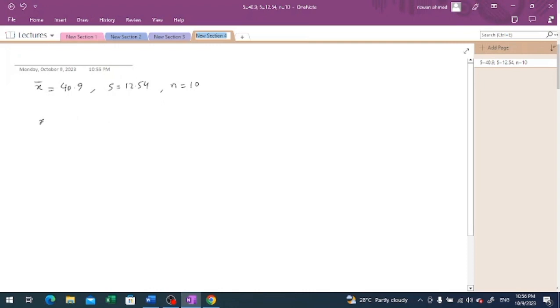Now we write down the formula: x bar minus t alpha by 2 times the standard deviation of a sample divided by root n, x bar plus t alpha by 2 times the sample standard deviation divided by root n. So what we need to do is further locate the t alpha by 2 value. Let's suppose you are asked to construct 95% CI for mu.